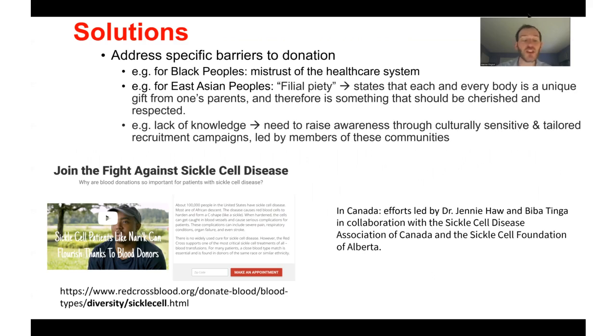So with respect to blood donation, I share on the left a campaign from the Red Cross in the United States, highlighting sickle cell disease and the impact on Black patients and the need for Black donors. And on the right, similar efforts are being led by Dr. Jenny Ha and Viva Tinga in collaboration with the Sickle Cell Disease Association of Canada and the Sickle Cell Foundation of Alberta.